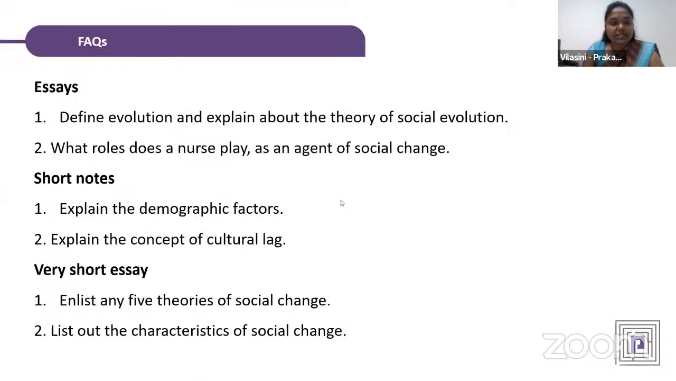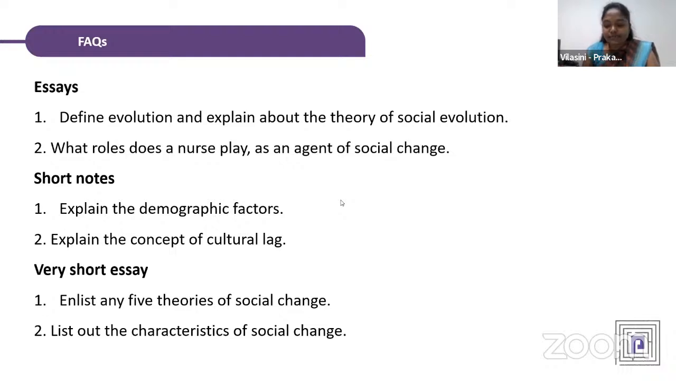Then coming to the questions, they can ask you to define evolution and explain the theory of social evolution. What roles does a nurse play as an agent of social change? In short notes, they can ask you to explain the demographic factors and explain the concept of cultural lag. Here you can write about materialistic and non-materialistic culture. And coming to the very short essay, you can write about five theories of social change, for example cyclical theory, functional theory, Marxian theory. These theories you just have to list out.